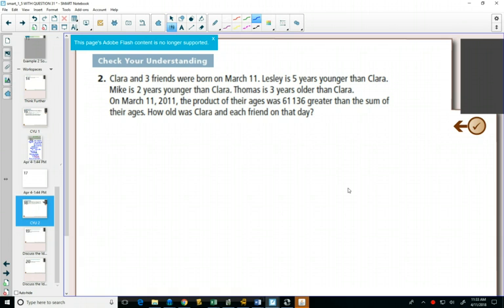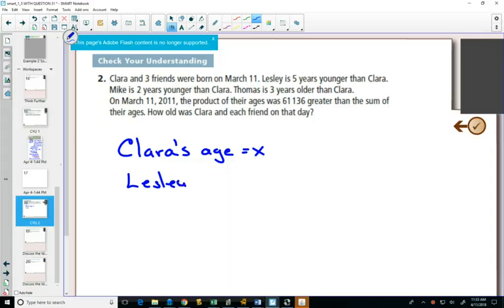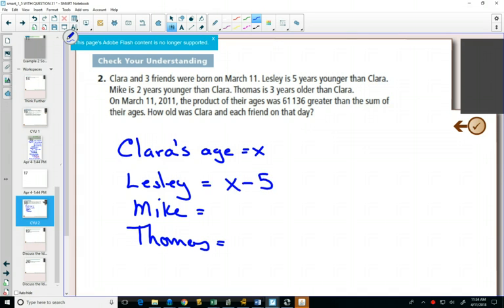So to start off with, we need to create a variable. And this is a good process for any word problem, because even in realistic word problems, you need to decide what you are going to set up as your variable. Everybody's compared to Clara. So I'm going to make Clara's age equal to X. Then based on that, we've got Leslie, Mike, and Thomas. And so if Clara is X and Leslie is 5 years younger, Leslie will be X minus 5. Mike is 2 years younger, he'll be X minus 2, and Thomas is 3 years older, he will be X plus 3.